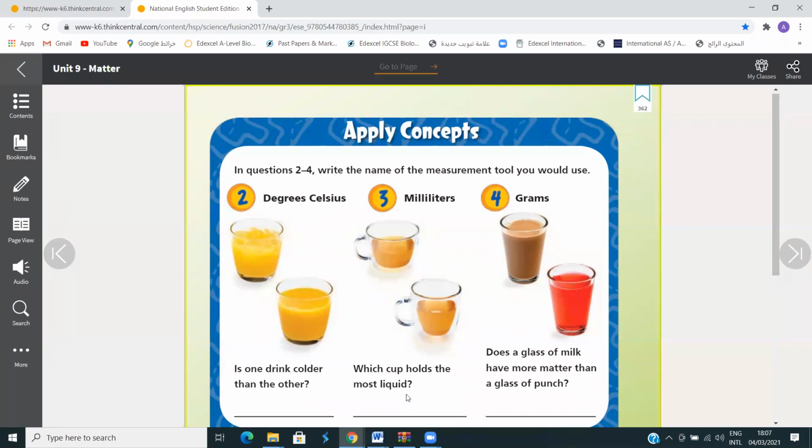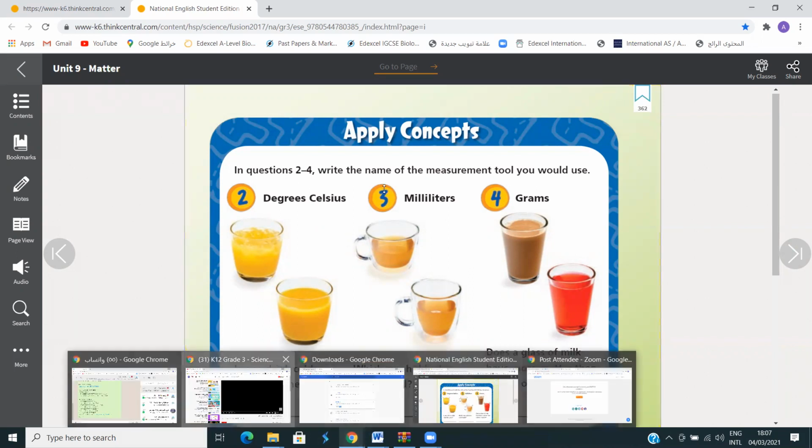Okay, balance, you weigh, or you use the mass. So here we use temperature, we use volume here, number 2. Number 3, we use the mass. No homework, but I leave you to think, and I will give you an amazing video now about the matter, and you can enjoy it, okay?